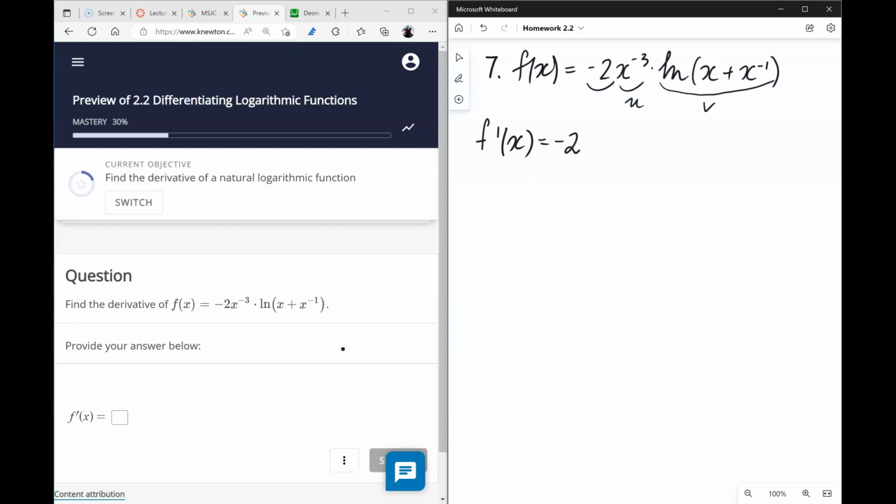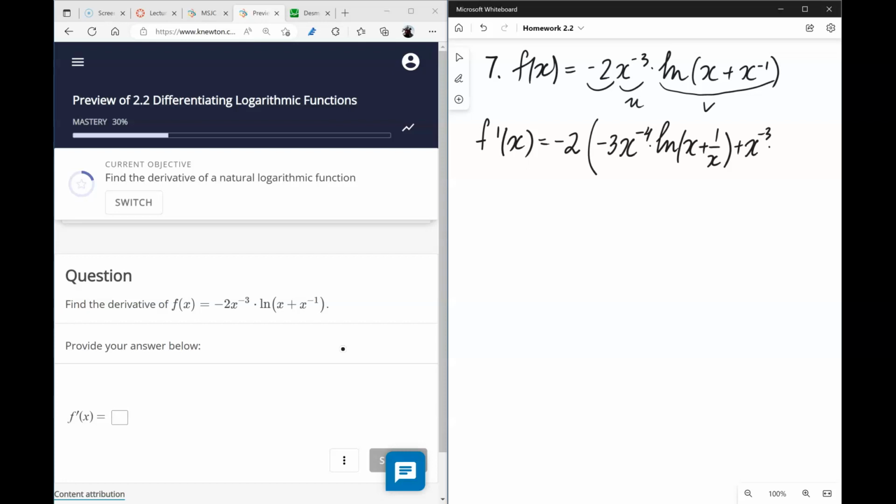So we're going to write negative 2. And now we have u prime, which is negative 3x to the negative 4, times v, ln of x, plus 1 over x, plus u, which is x to the negative 3, times v prime.